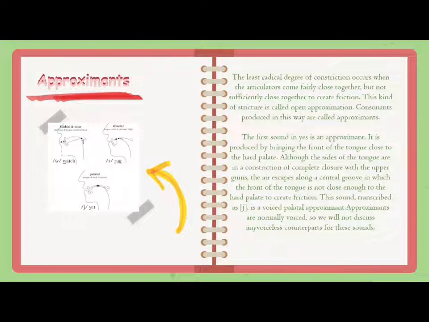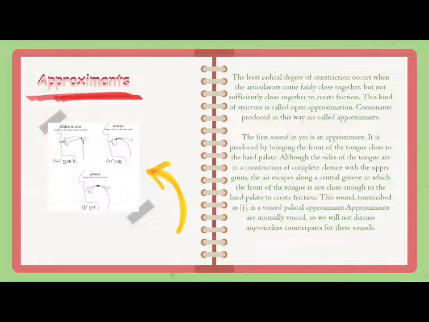And the next part is approximants. The least radical degree of constriction occurs when the articulators come fairly close together, but not sufficiently close together to create friction. This kind of structure is called open approximation. Consonants produced in this way are called approximants.